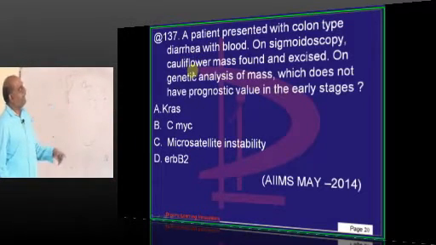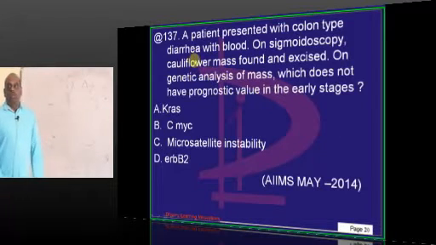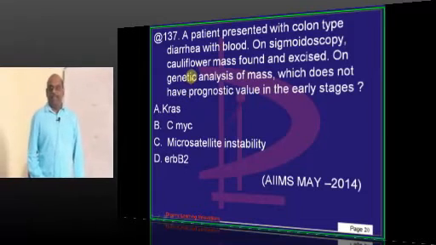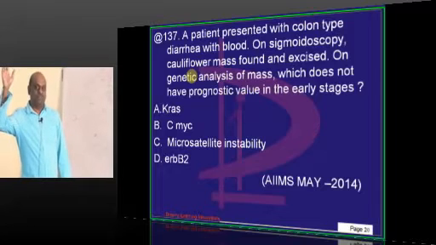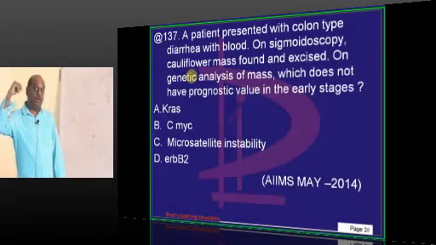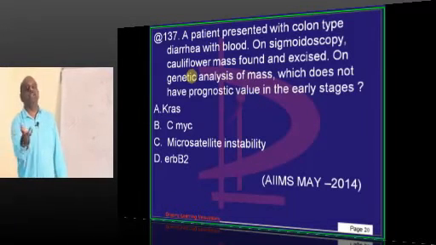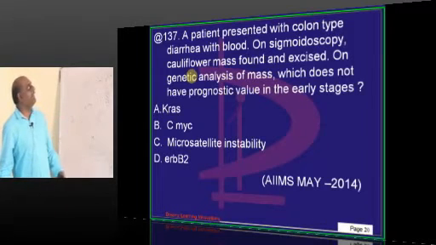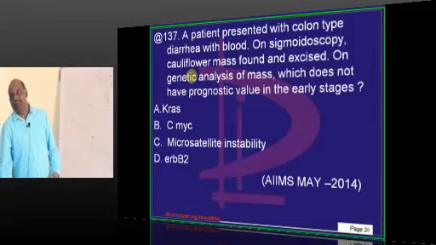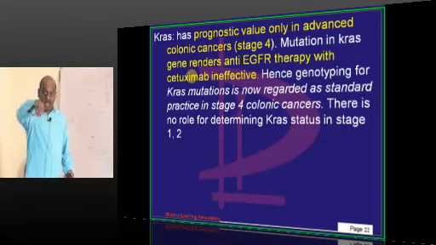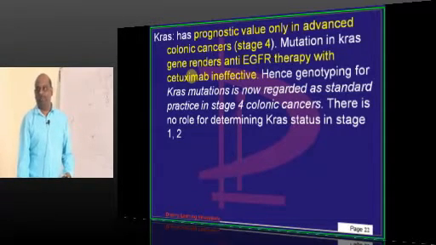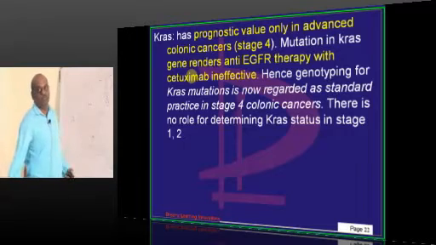Colonic diarrhea with blood; on sigmoidoscopy, a cauliflower mass is found. Which important indicator in colon cancer is only useful to prognosticate when the colon cancer becomes advanced, not in the early stages? KRAS. KRAS has a prognostic value only in stage 4 colon cancer, not in early colonic cancer. That's what the examiner wants to know from you.